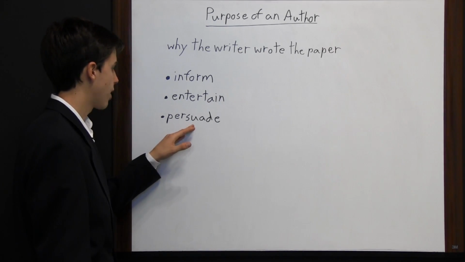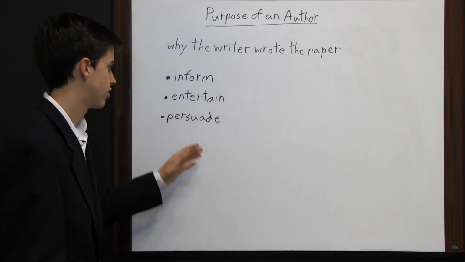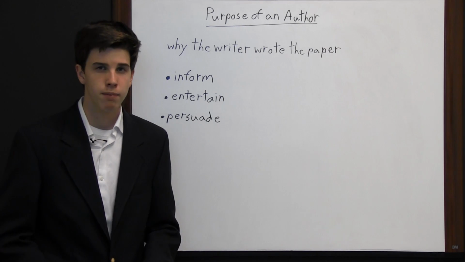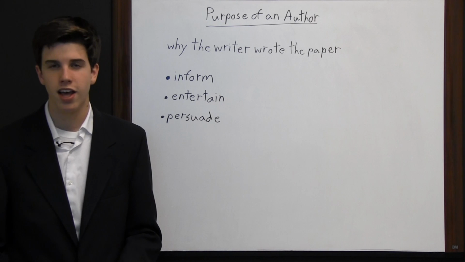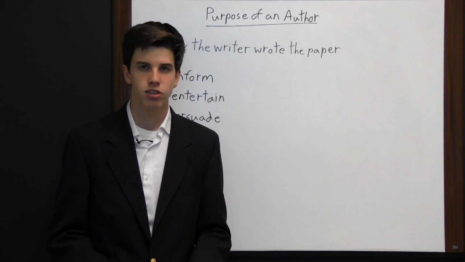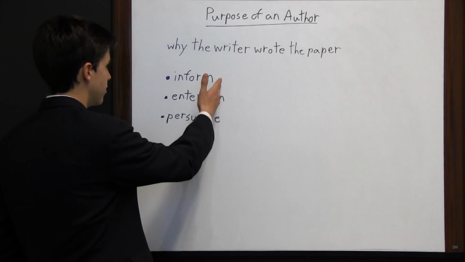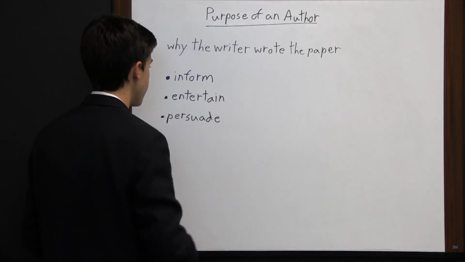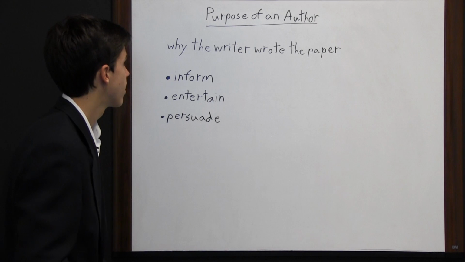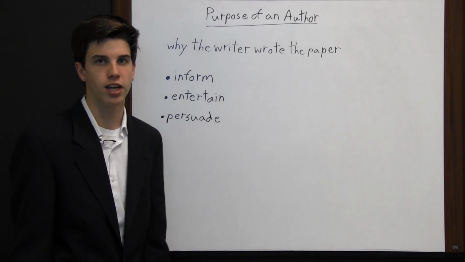Then finally, the third purpose is to persuade. And this is actually the hardest type to determine because generally, an author is going to try to hide that they're trying to persuade you. Because when someone knows they're being persuaded, they're going to be wary or skeptical of the arguments that the writer is throwing at them. So a lot of times a writer will try to disguise their persuasive paper as a paper that's meant to inform or a paper that's meant to entertain, but actually it's meant to persuade the reader. So those are the three main types of purposes of an author: to inform, to entertain, or to persuade.